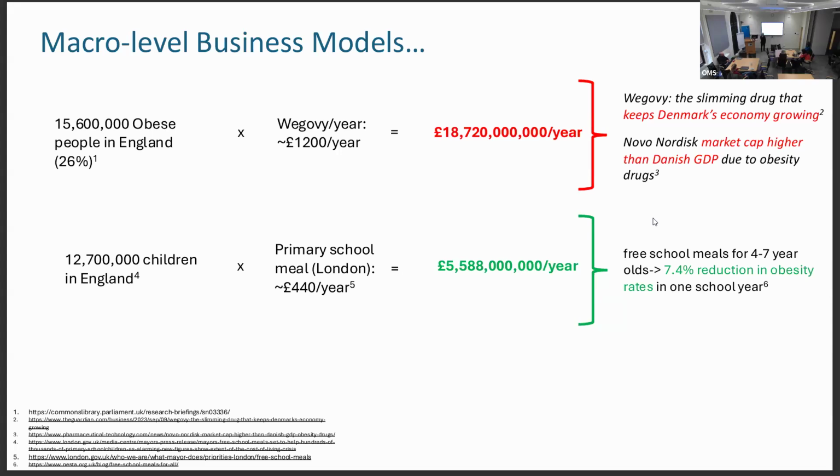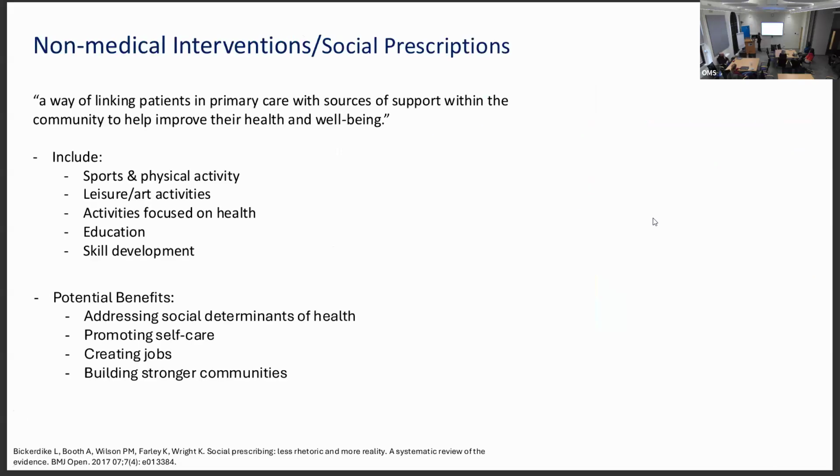These macro level business models, and how we're spending our money, because that's our money. So what I'll be talking about for the rest of the talk is the non-medical interventions and social prescribing. This is stuff that I did with NHS England starting in 2020 up until now. Social prescribing, I think most people are probably familiar with. These are non-medical interventions designed to address social determinants of health.